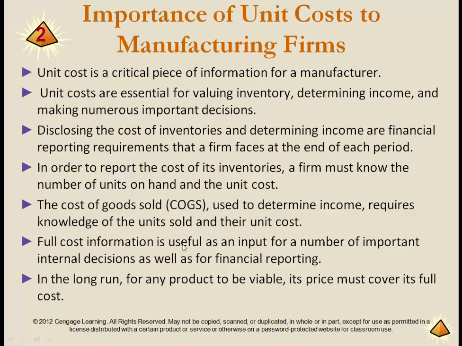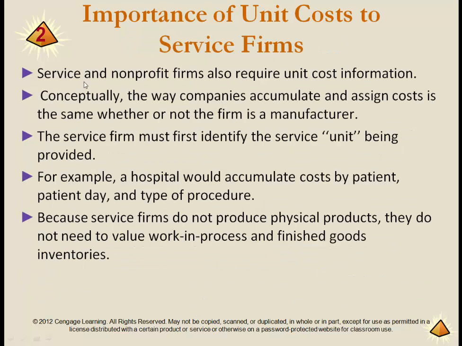It's a full cost. It has overhead and labor and everything else included in it: overhead, direct materials, and direct labor, and it's viable. They need to cover the cost. So this last one, price needs to be greater than cost.